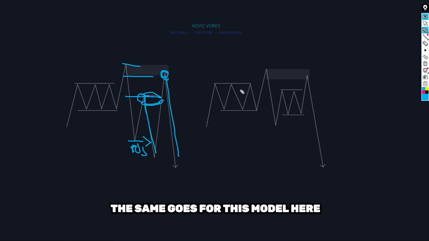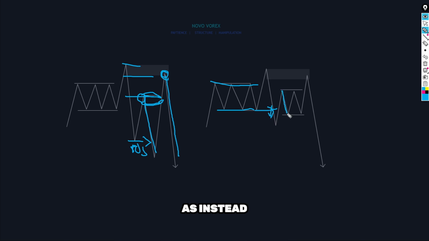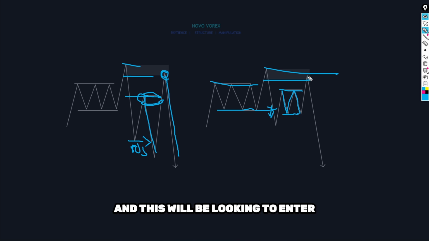The same goes for this exact same model here, where price sweeps out liquidity, creates a change of character, and then now instead of fully making that new low, price instead starts to consolidate. And what this also does is accumulate orders just before price arrives to this premium order block, and this is where we'll be looking to enter.